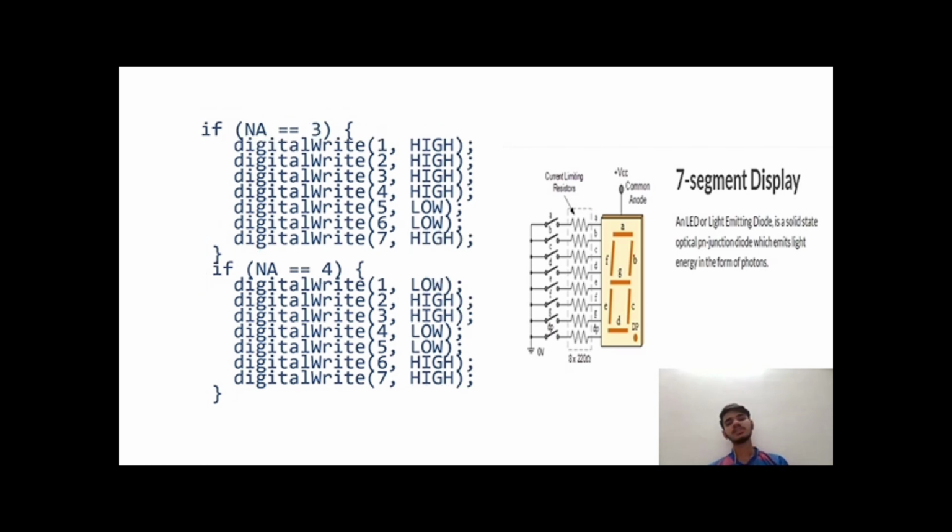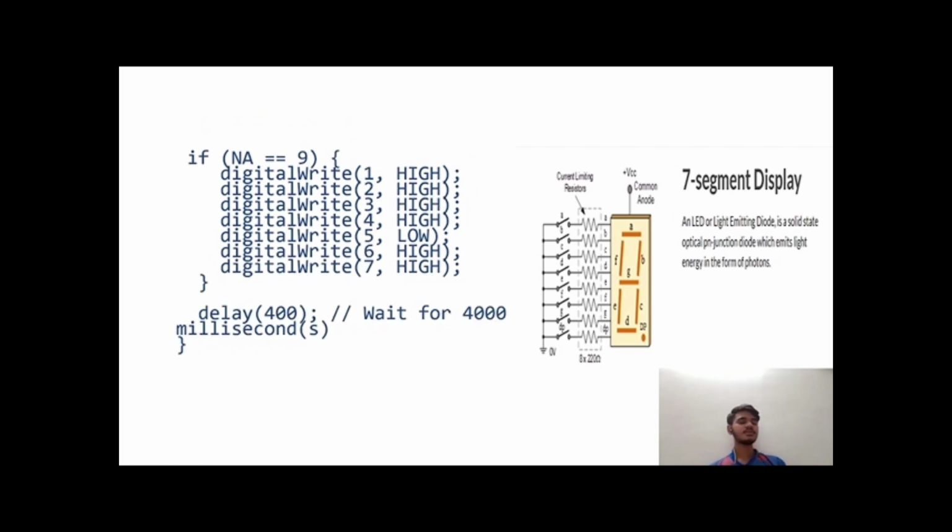As we can see for number 3, the first pin should be high, meaning A should be high, B should be high, C, D, and G should be high, and the 5th and 6th, meaning E and F, should be low to see the number 3 on this display. Now for number 4, F, G, B, C should be high so that we can see the number 4 on the display. Same thing goes on and on till the number 9. As we have used a single display, we can only display a number from 0 to 9.